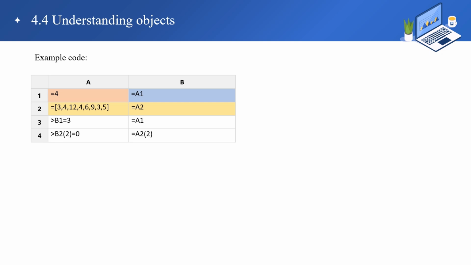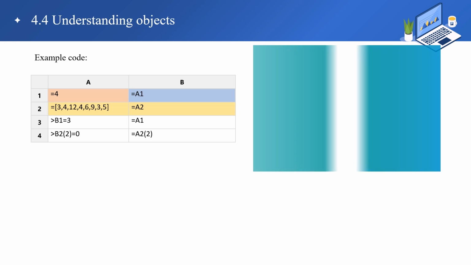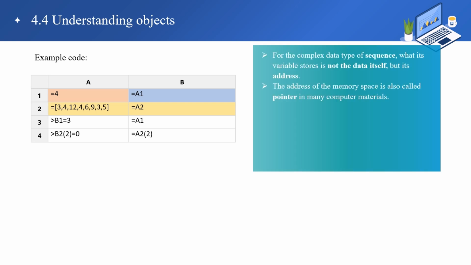The computer will give a number to every memory space, so that it can find the space with this number later on. This number is also called the address of the memory space, which is very similar to the address we use in daily life. For the complex data type of sequence, what the variable stores is not the data itself, but its address. The address of the memory space is also called pointer in many computer materials.